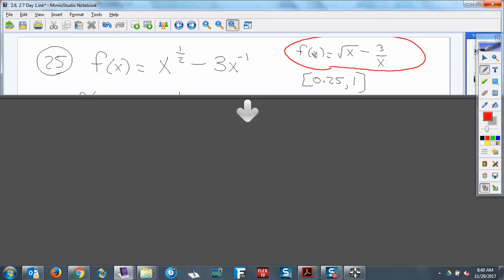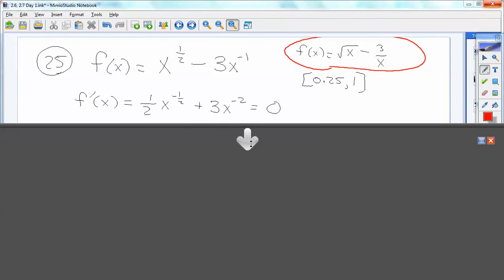So I'm going to write it as x to the 1/2 and 3x to the -1. So we got our endpoints. So those are two of the places we're going to check, Daniel, back to your question. The other places we're going to check is where the derivative is 0. Stationary points.